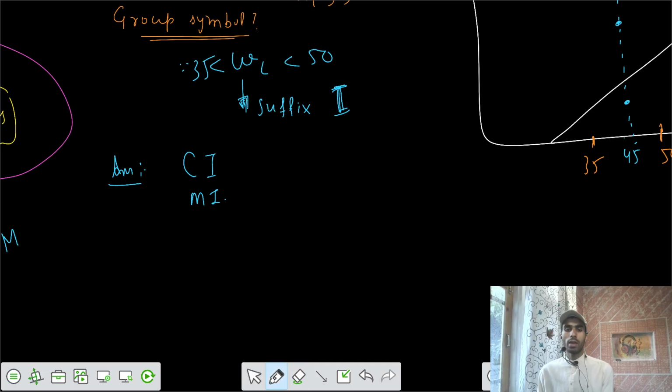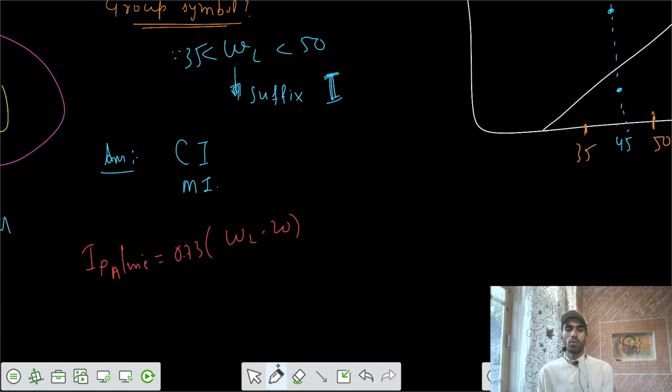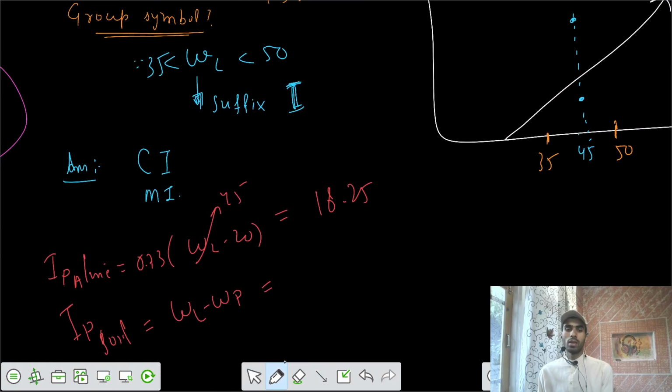Let's calculate the value of IP for your A line. IP for the A line is 0.73 times (liquid limit minus 20). What's the liquid limit we have? 45. Substituting 45 here, you get IP for the A line as 18.25. What is the value of IP for your soil? That is liquid limit minus plastic limit: 45 minus 33, that is 12.